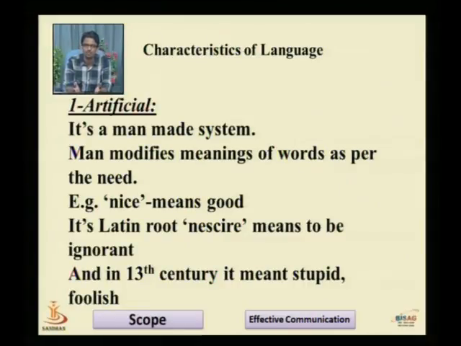So that is very important, that you must know the actual definition of the term language. So language is a systematic set or collection of sounds and graphs which conveys a particular meaning.